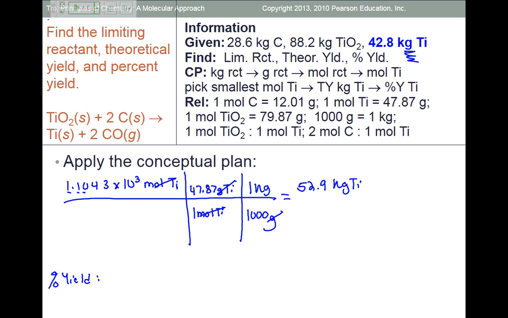That's just going to be our actual yield, which was given. And it has to be given. You cannot calculate an actual yield. Divided by the theoretical yield in the same units. Kilograms titanium cancel out, so that's fine. And of course times 100, because this is a percent.